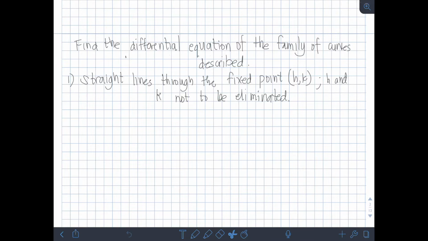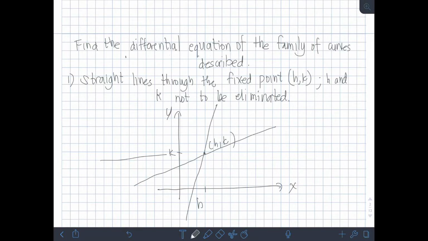Find the differential equation of the family of curves described by straight lines through the fixed point (h, k), h and k not to be eliminated. Okay, so kung i-drawing natin yung pinapahanap na family of curves, sabi daw, straight lines daw na laging nagko-contain noong fixed point na (h, k). Halimbawa, ito yung point na (h, k). Let's say h unit to, tapos ito, k unit. So parang ito yung point na yun, di ba? So lahat daw ng lines na nagpa-pass through dito sa point (h, k), yun yung hahanapan natin ng differential equation.